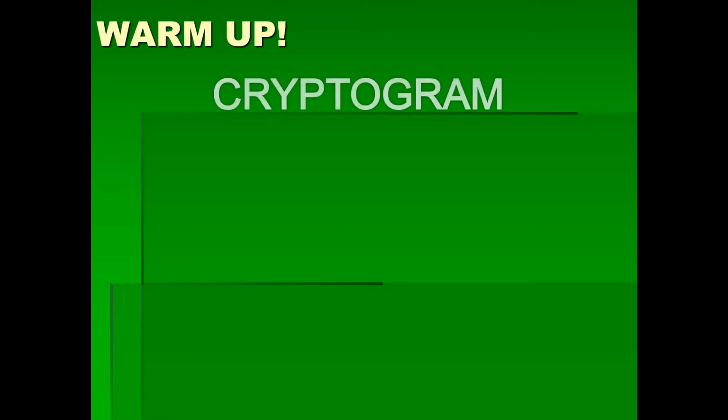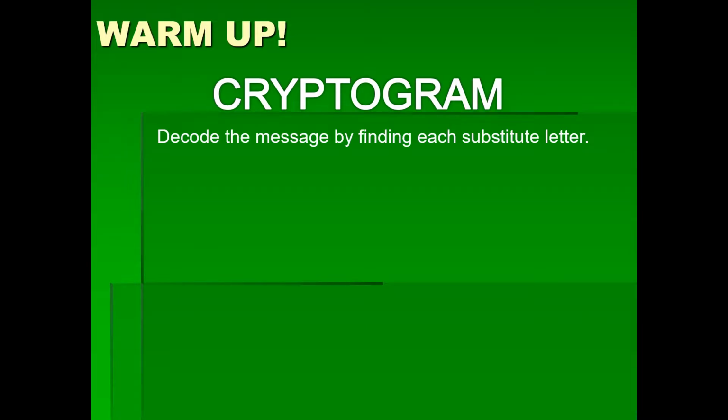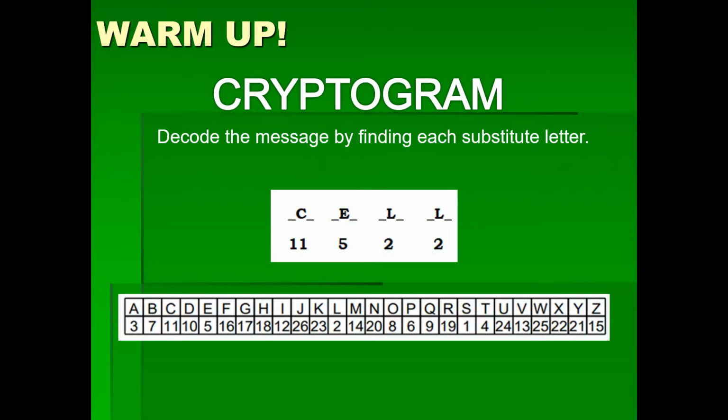So, I would like to introduce our topic for today with the short warm-up activity entitled Cryptogram. The instruction is easy. You just need to decode the mystery message by finding its substitute letter. In this activity, you will be given a code written in number. This is the code written in number.